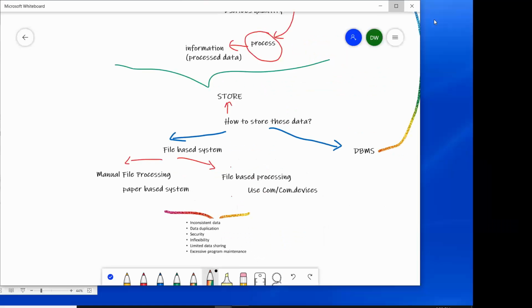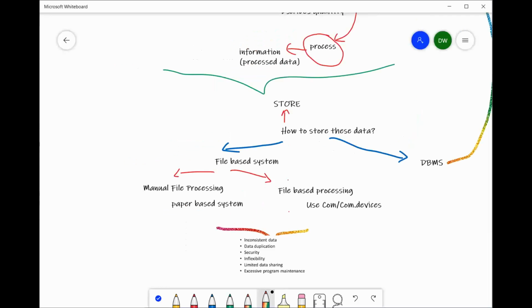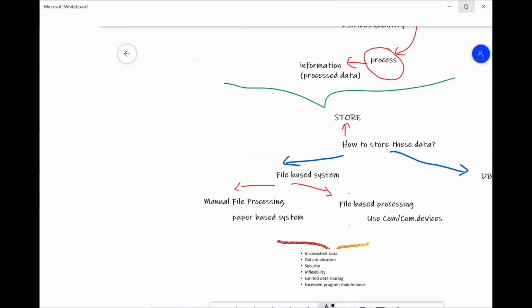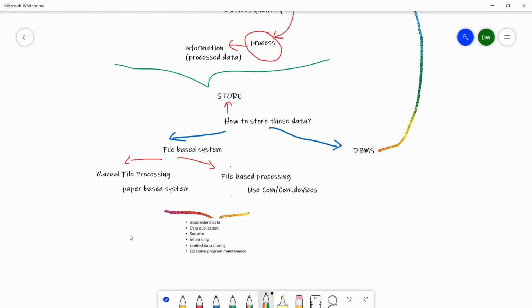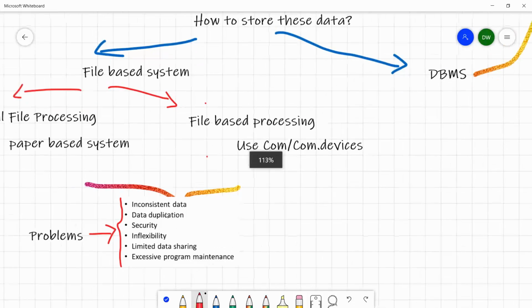Okay, so this is given in your lecture material. These are the difficulties we find in file-based processing systems. So I write here, as problems, right? So we have these problems. I think you can see the problems.